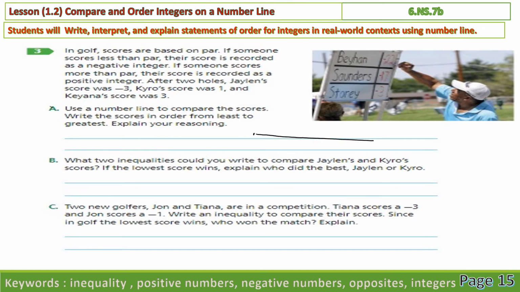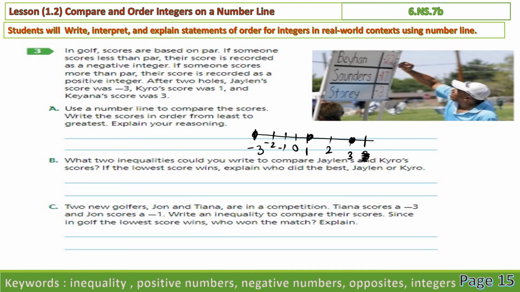Okay, so here are the scores. What is the least score? -3. Then comes what? 1. And then comes what? 3. Now let's try. Here 0, here 1, here 2 and 3, and here is -2 and -1. Here 3. So you have -3, you have 3, and you have the 1.